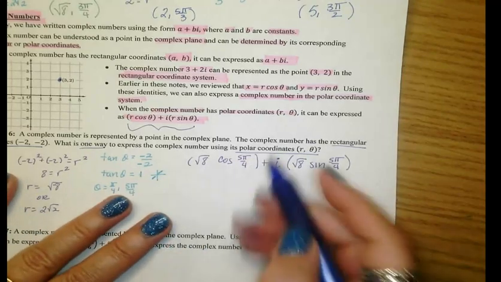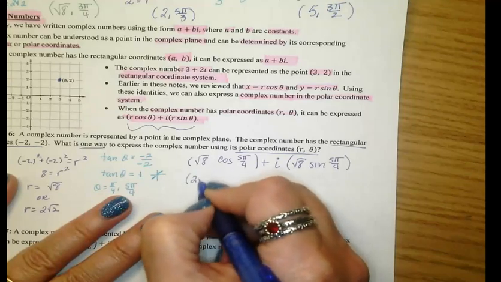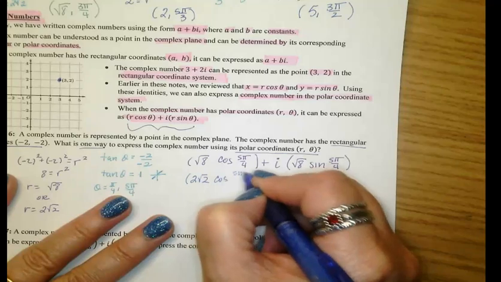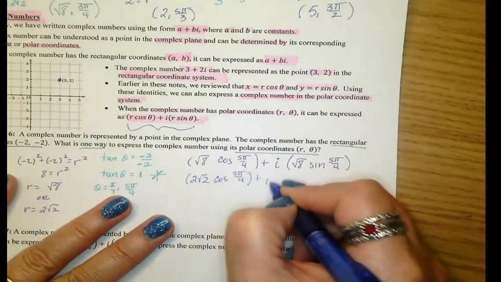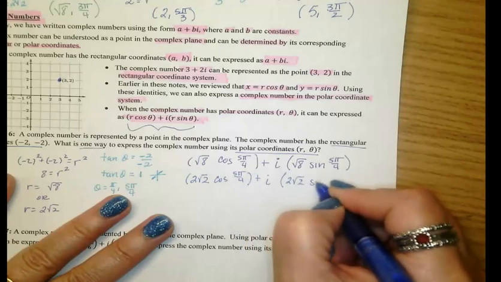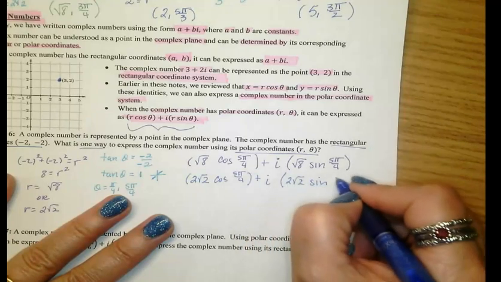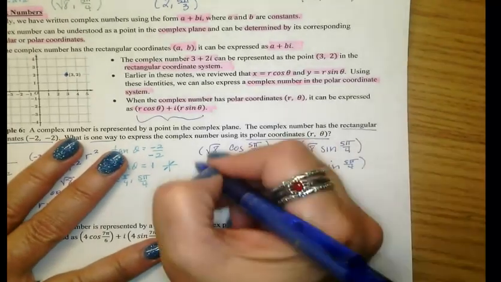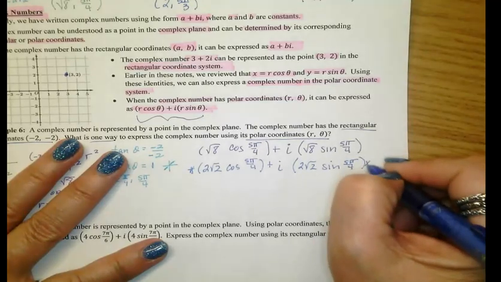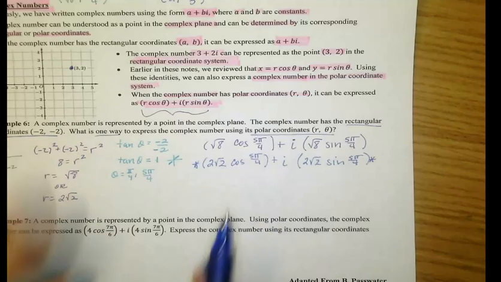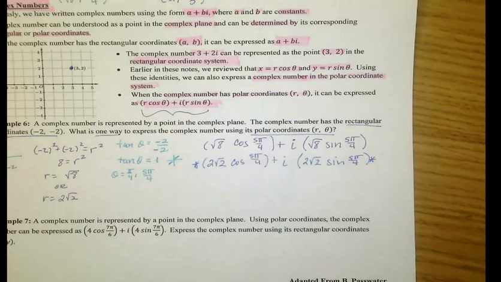So I'm going to go ahead and do that here and practice saying 2 root 2 cosine of 5 pi over 4 plus I, and then I'm going to have 2 root 2 sine of 5 pi over 4. And that's probably the way you're going to see it more times than not, is in that simplified version. So I just want to make sure you can practice getting from here to here. That's a skill you're supposed to come to me knowing. So hopefully you do, and that's good.